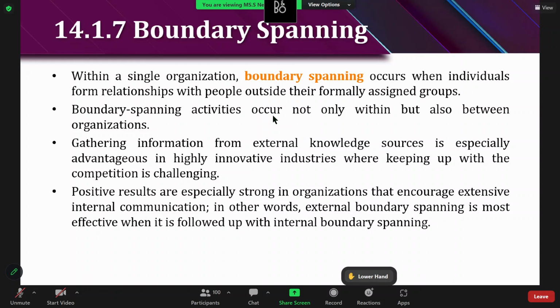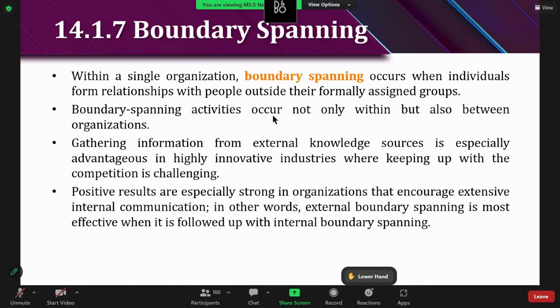Okay, and the next element is boundary spanning. Within a single organization, boundary spanning occurs when individuals form relationships with people outside their formally assigned group. Boundary spanning means going beyond the boundaries, going beyond the limitation. That is what boundary spanning means.